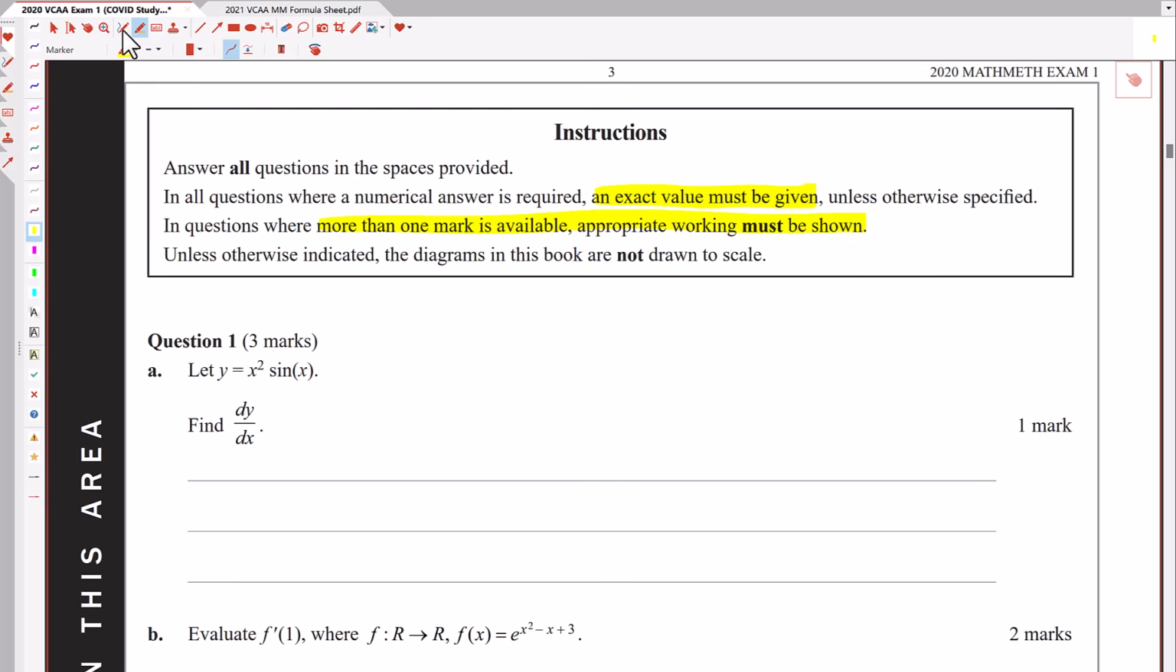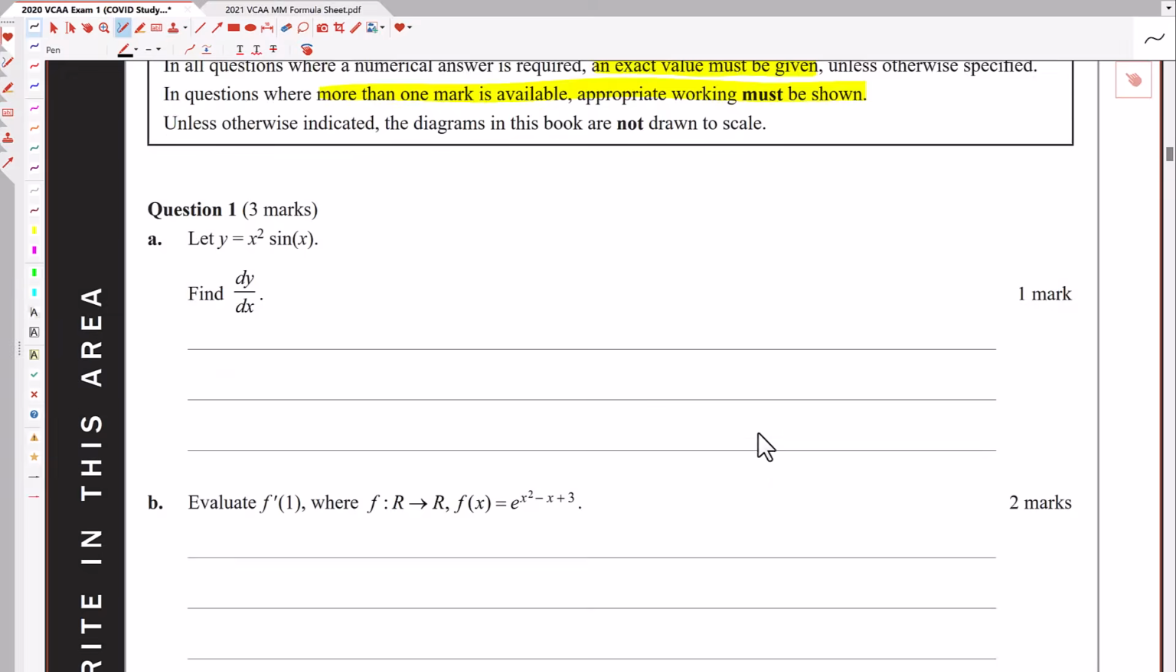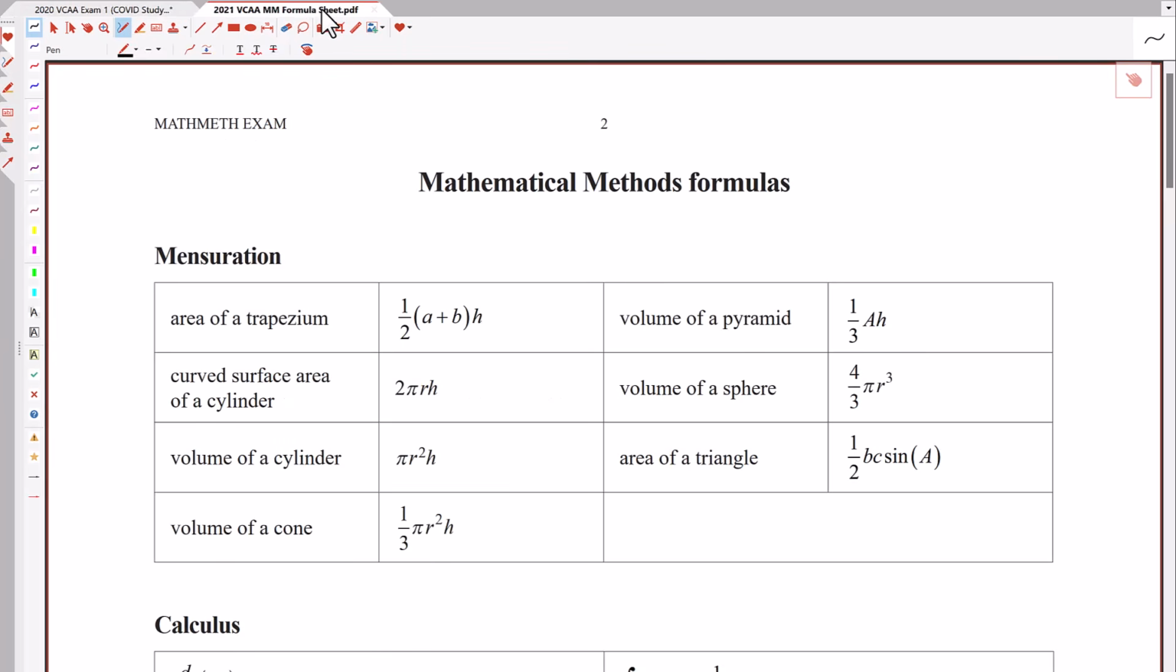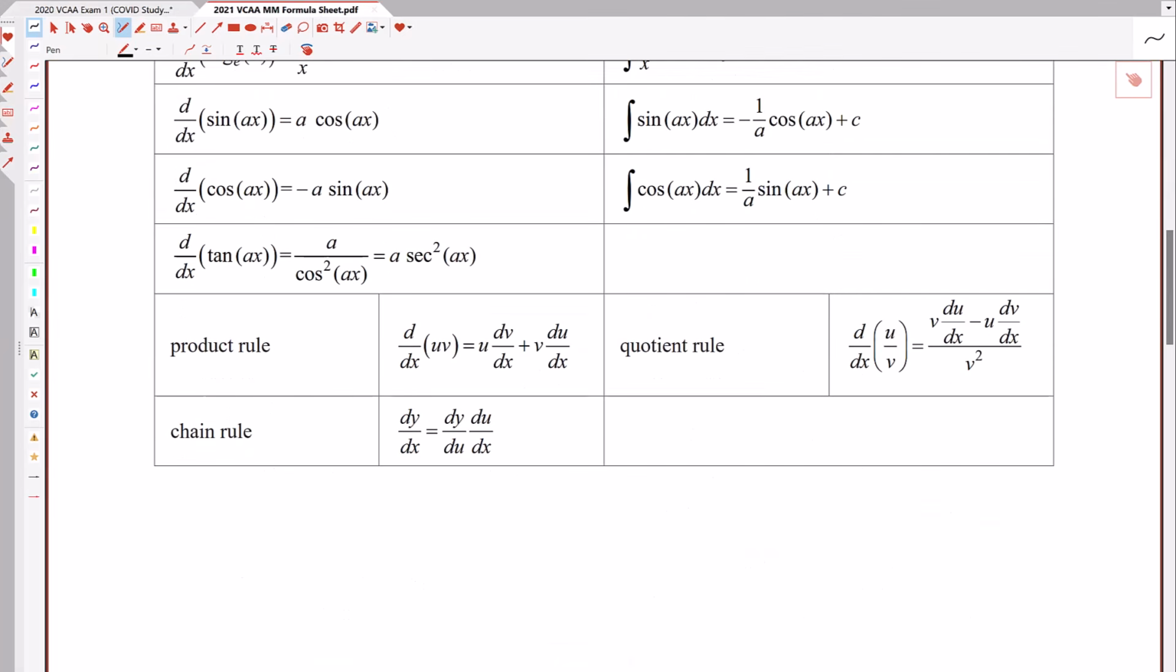Okay, let's get going. Question 1 here, no surprises. This is always what question 1 on an exam 1 looks like. It's some differentiation, usually involving product, quotient, or chain rules. So we have find dy/dx here. y is x squared times sine of x, so it's a product of two functions, and therefore we'll need the product rule. We might want to go over and check our product rule on our formula sheet.